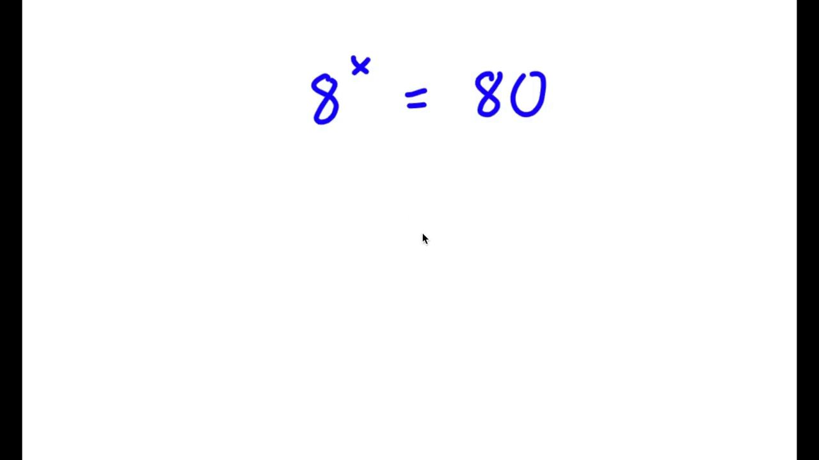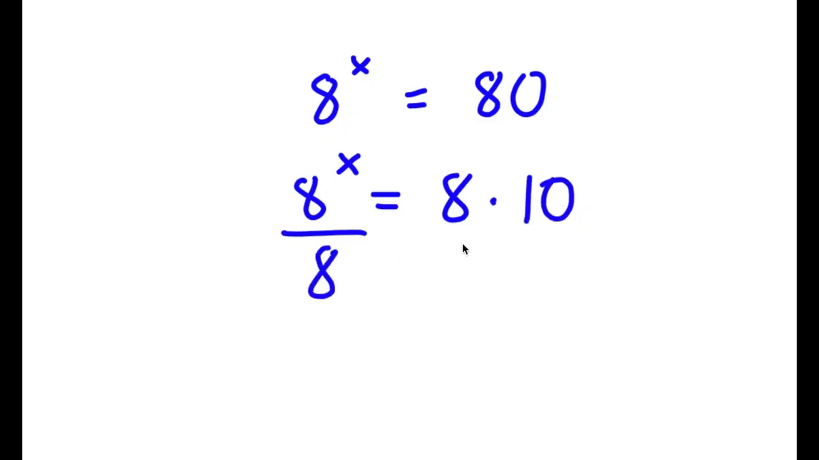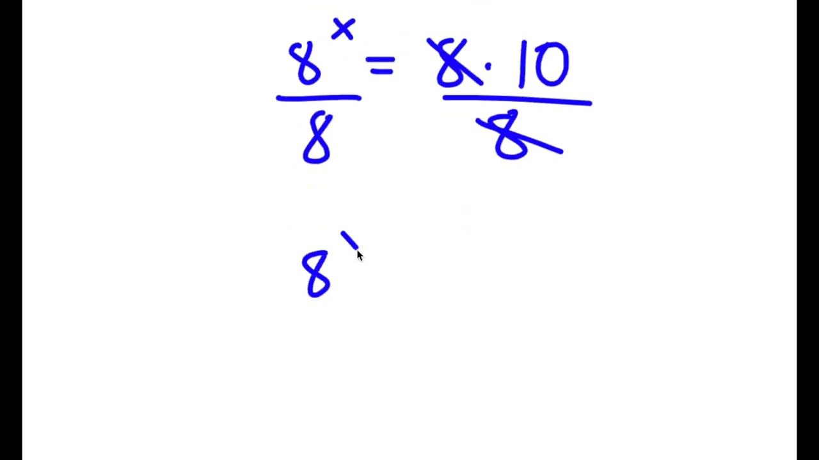Alright, so in this problem, I have 8 to the power of x is equal to 80. So I'm going to first start by rewriting 80 as 8 times 10. So now I have 8 to the power of x is equal to 8 times 10. And now I'm going to go ahead and divide both sides by 8. So then these two cancel out, and I get 8 to the power of x over 8 is equal to 10.